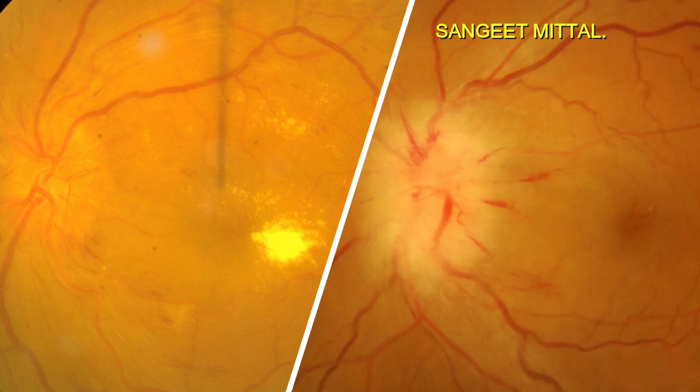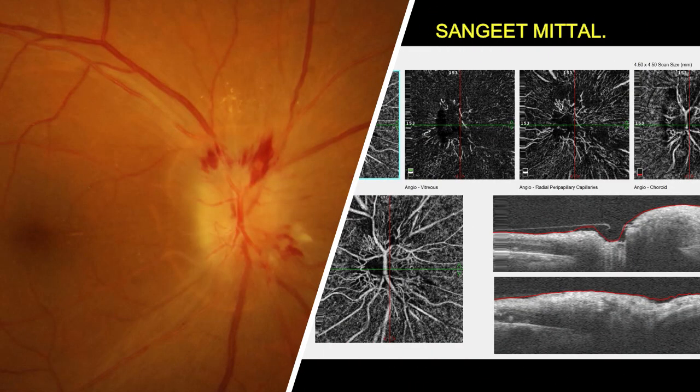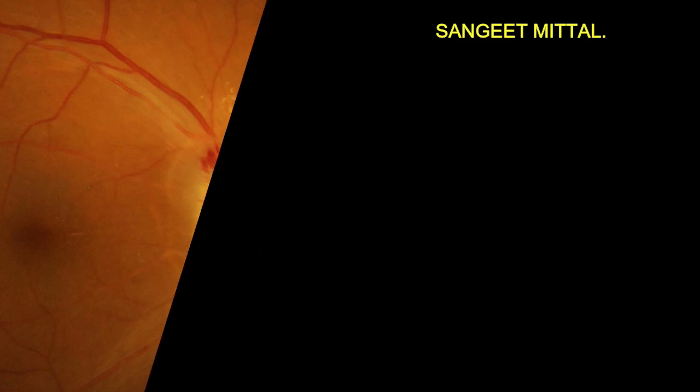FA can help differentiate the conditions by showing early disc hypofluorescence in AION and early hyperfluorescence in diabetic papillopathy. Angio-OCT may show decreased vessel density on the optic nerve head, and OCT may show disproportionate swelling of the optic nerve.